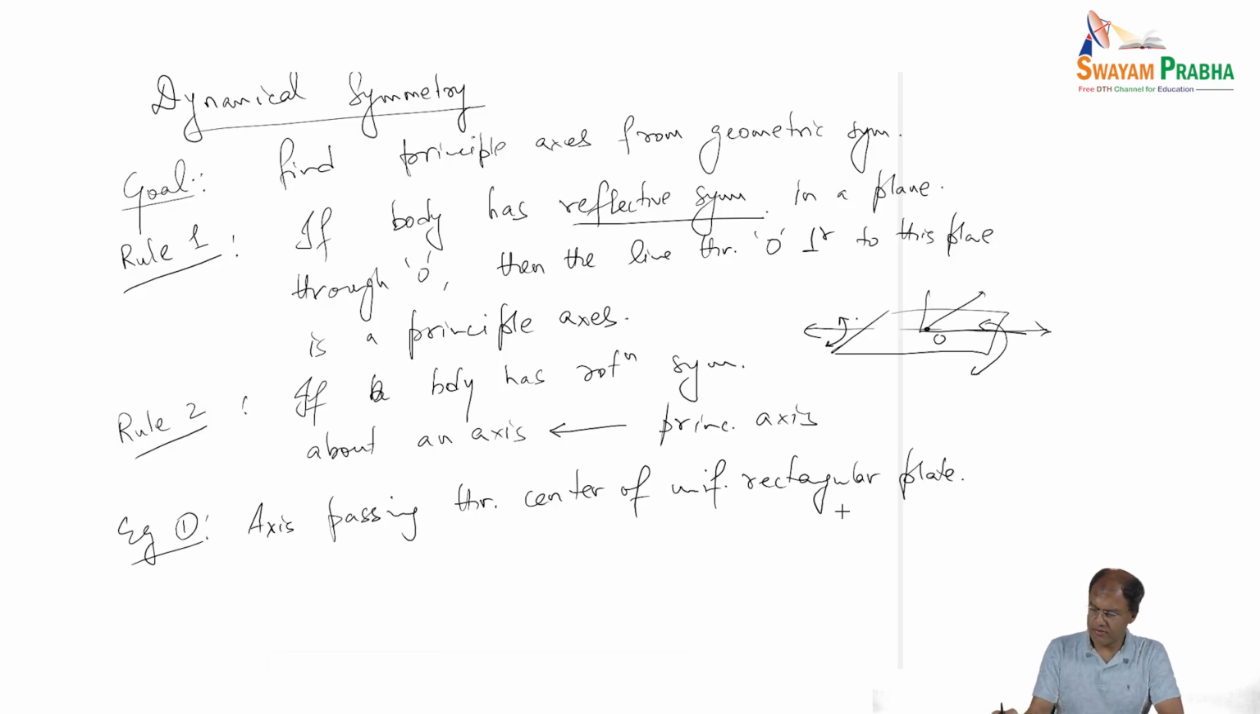So I'm talking about one of these axes passing through the center of a uniform rectangular plate. So we have both the rotational and the reflective symmetry here.